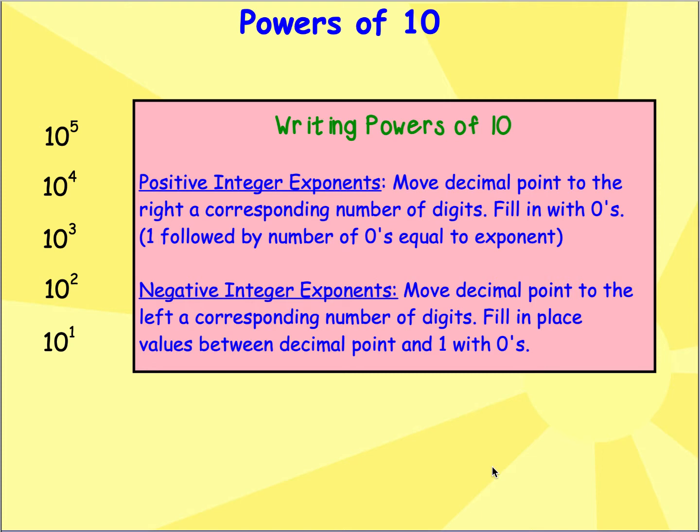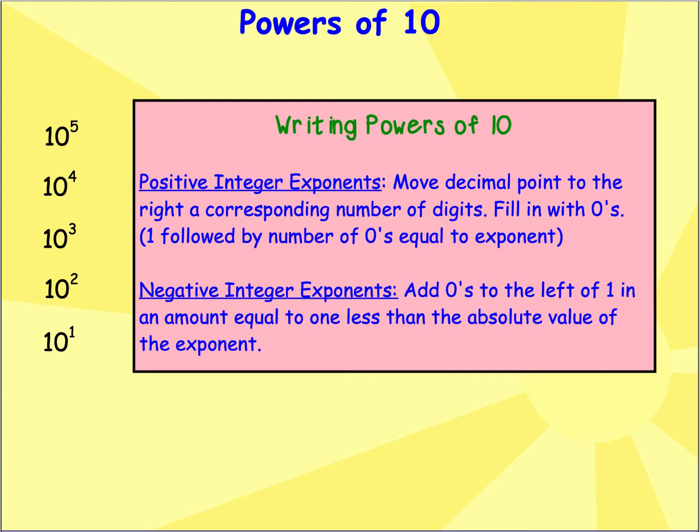Okay, so when we're writing powers of 10, a positive integer exponent means that we move the decimal point to the right the corresponding number of digits, and fill in with zeros. 1 followed by a number of zeros equal to the exponent. So if my exponent is negative, I'm going to add zeros to the left of 1 in an amount equal to 1 less than the absolute value of the exponent. That's kind of a mouthful, so let's look at an example.